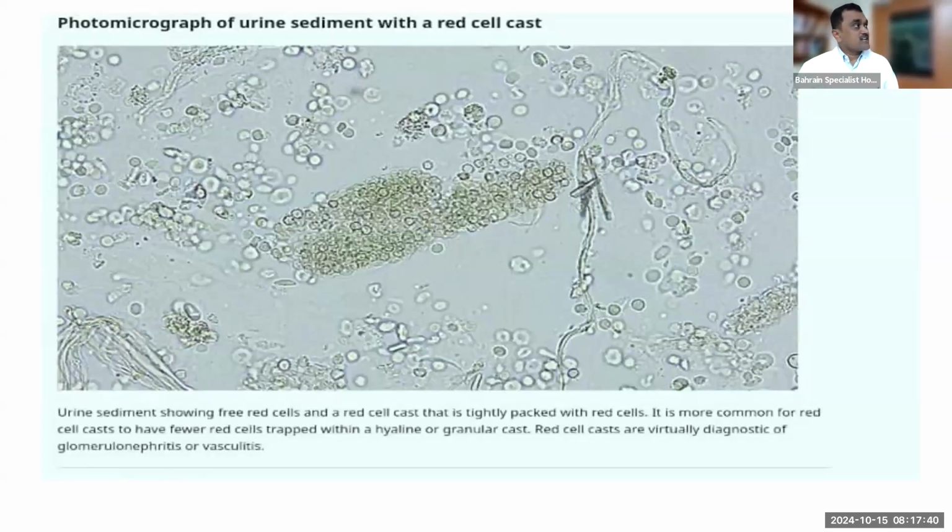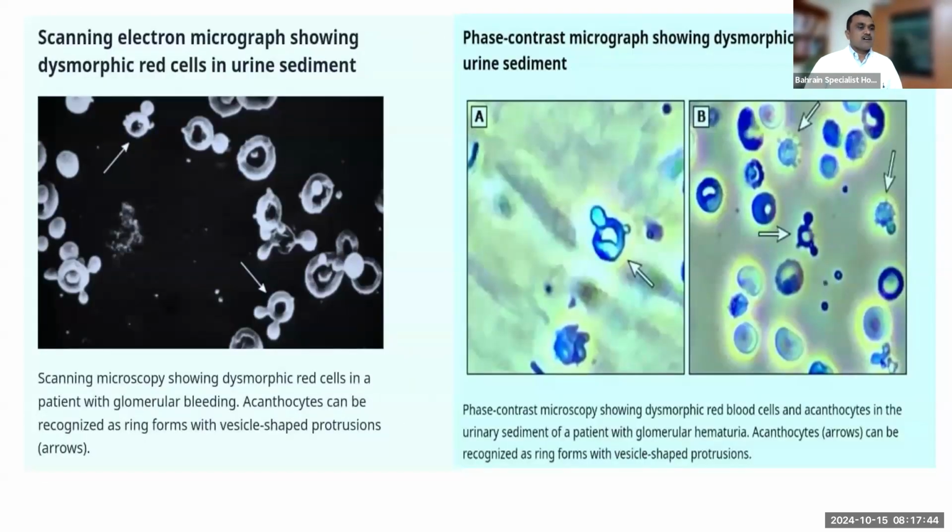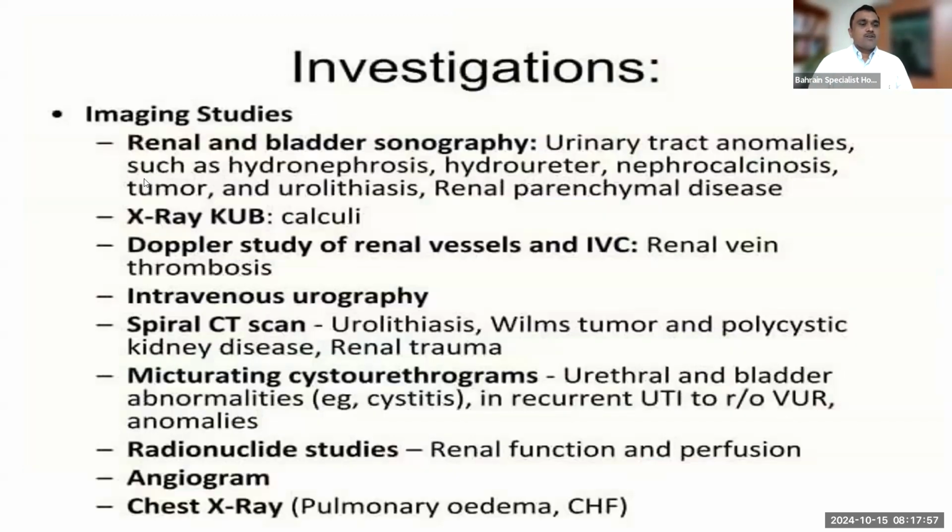So this is called a red cell cast, and these are donut-shaped ones called acanthocytes. When acanthocytes and red blood cell casts are there, mostly it is because of glomerular hematuria. So what investigations do we have to do?